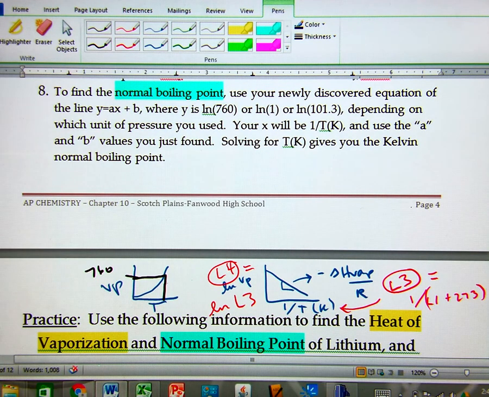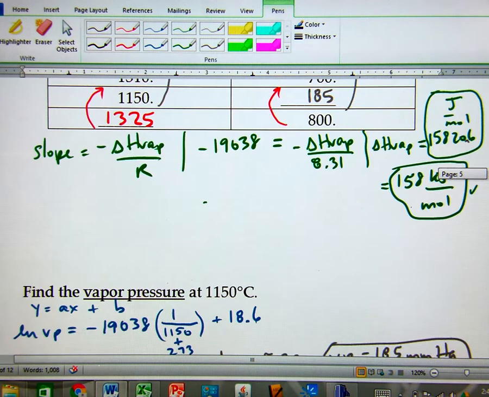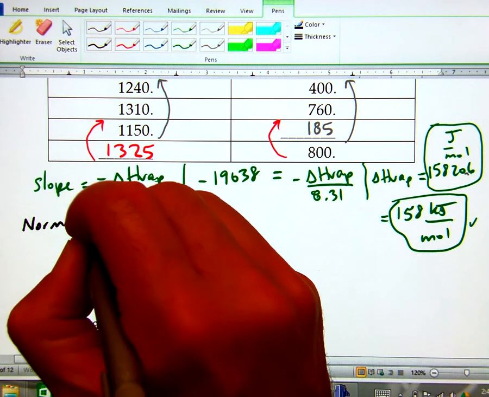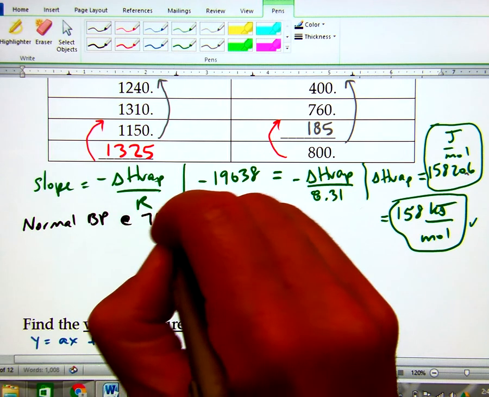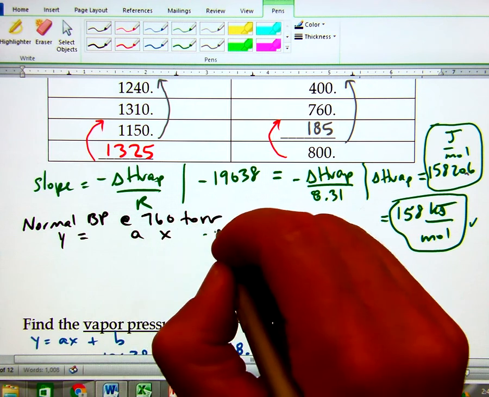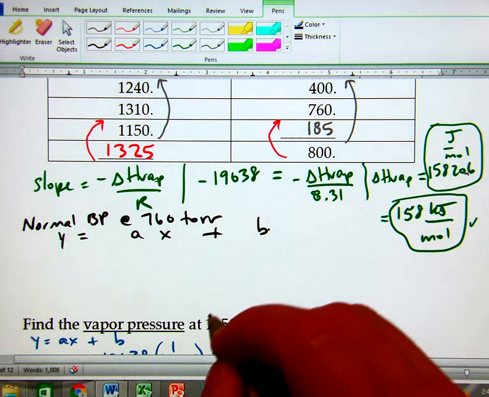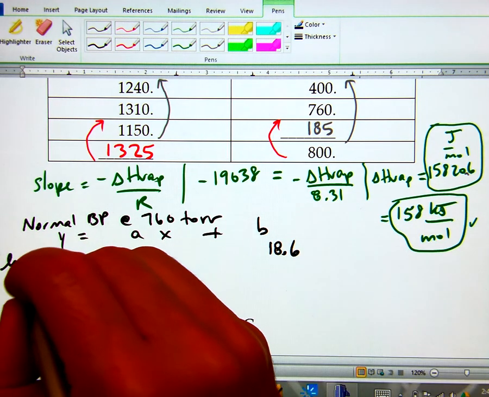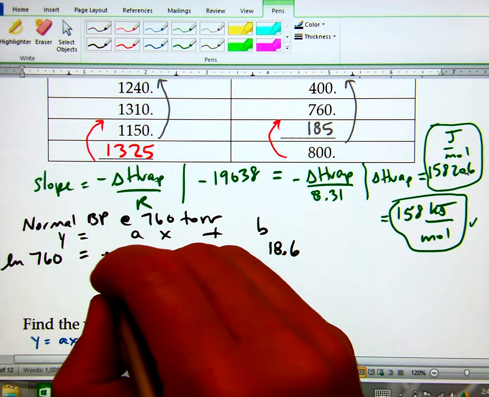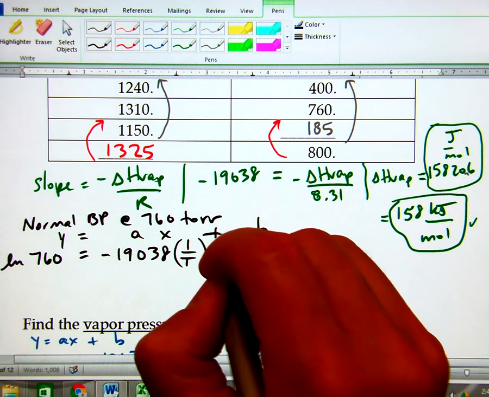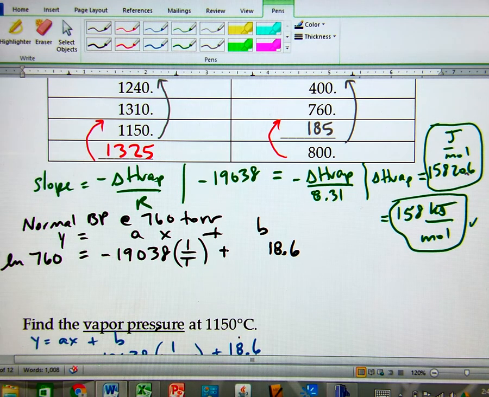Well, that's not really going to help you because we don't really have an equation for the curvy graph. We have an equation for the straight graph. So we're going to have to use the straight graph to find the normal boiling point. So normal boiling point means that it's at 760 torr. So again, we're going to use our y equals ax plus b. Our b is 18.6. Our y is the ln of vapor pressure, which is going to be the ln of 760. The a is the negative 19,038.